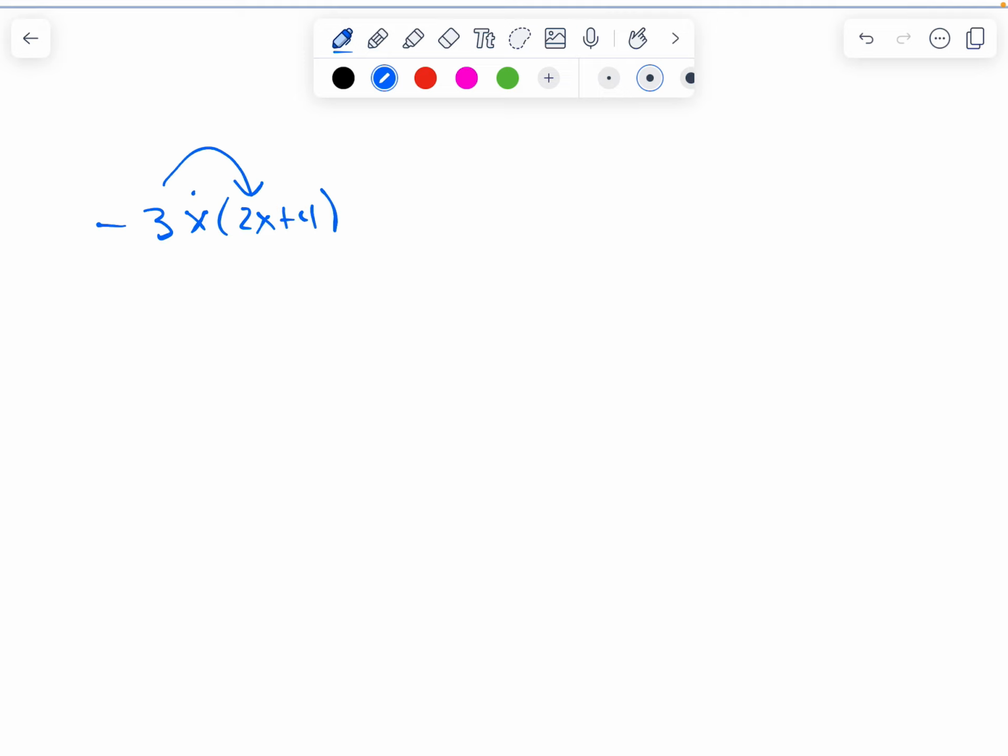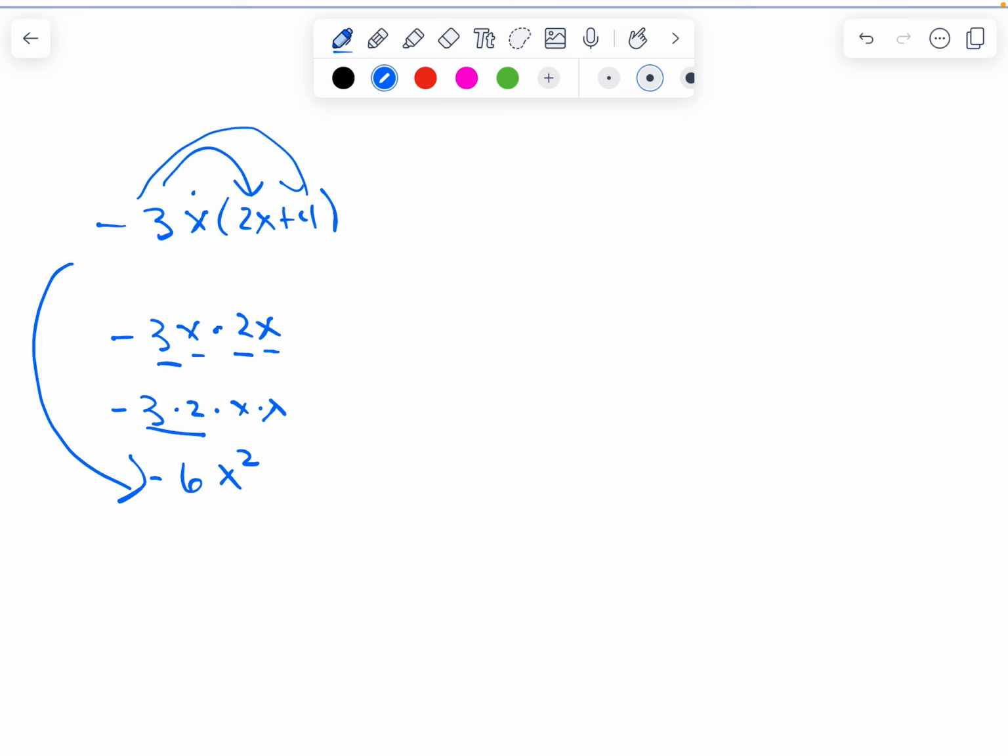Distributive property, that means negative 3x times 2x, which is the same thing as negative 3 times 2 times x times x, which is negative 6x squared. And you could just jump straight from here to here going forward. Same thing right here. Negative 3x times 4, same thing as negative 3 times 4 times x, which is negative 12x.